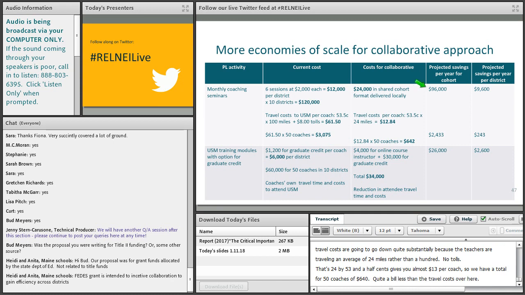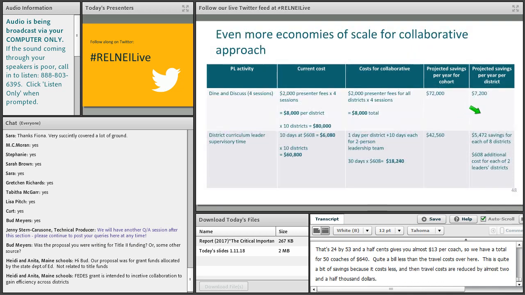So this is where the big savings are, because the session itself costs $96,000 less, and travel costs are reduced by almost $2,500. And then if you look at the per district amounts, they are just a tenth of that.